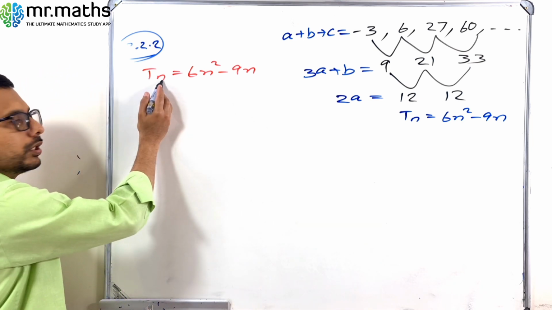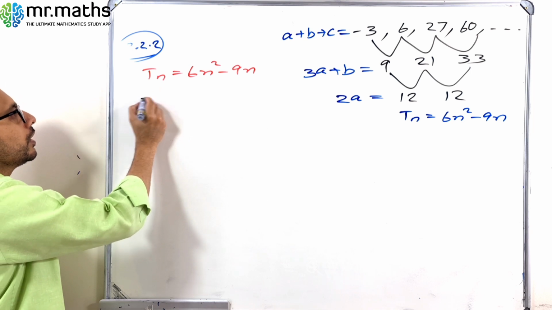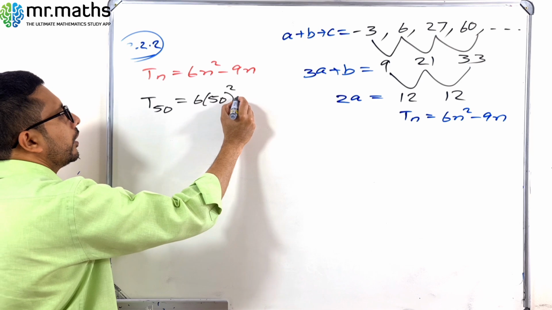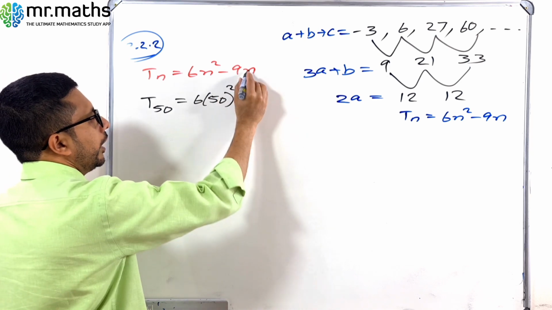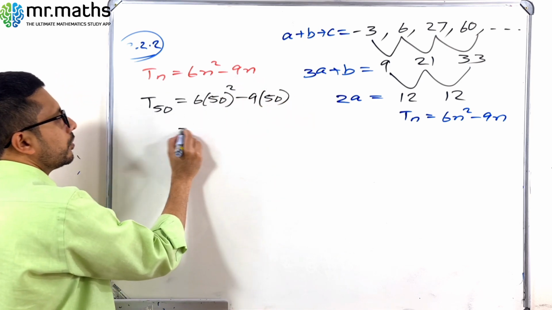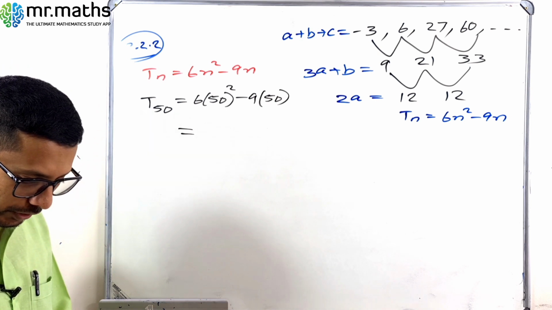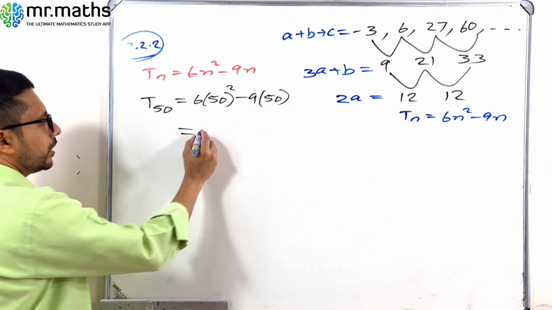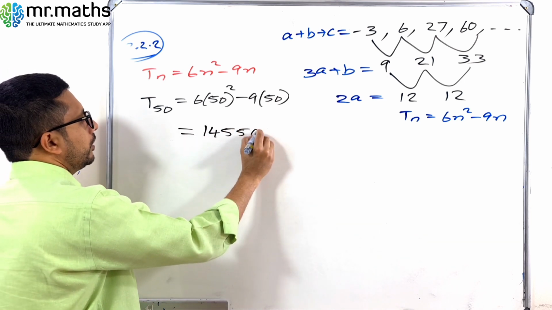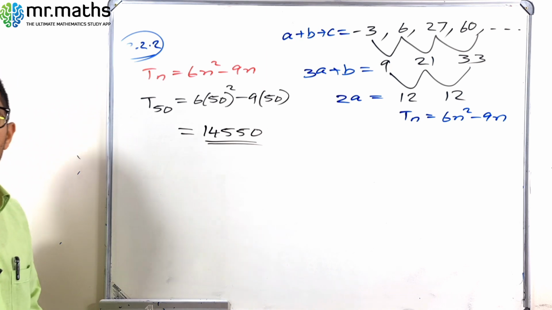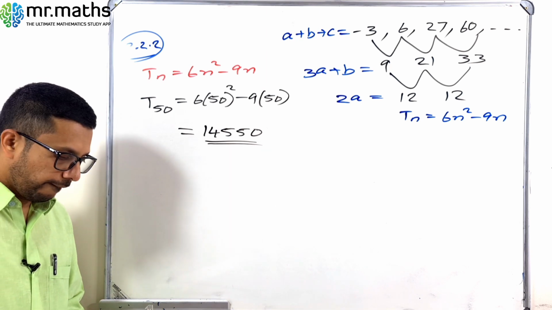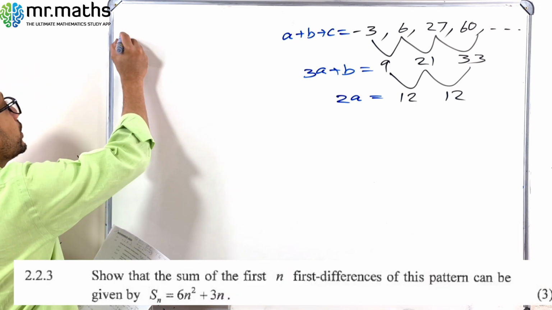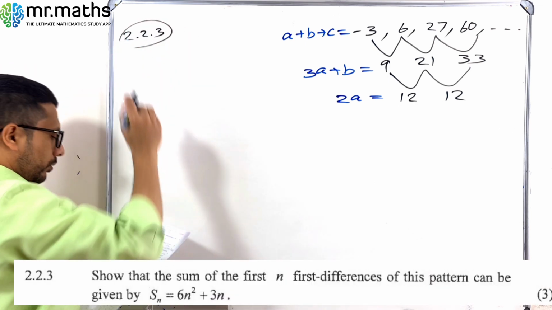So what you have to do? Substitute the value of n as 50. So T50 is equal to 6 into 50 square minus 9 into n value is 50. So check in your calculator, what is the answer for that? 14,550. So it is 14,550, and that is the 50th term. You understand? Okay, so that is question number 2.2.2. Now let's move to the next question. Question number 2.2.3. What is that question, guys?